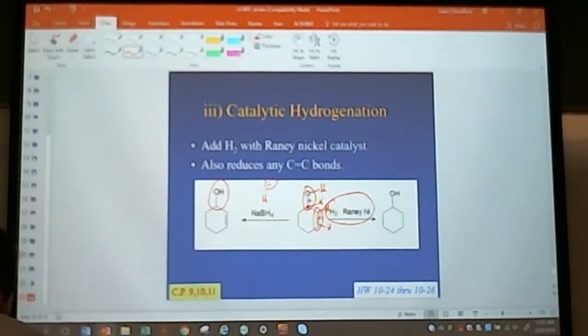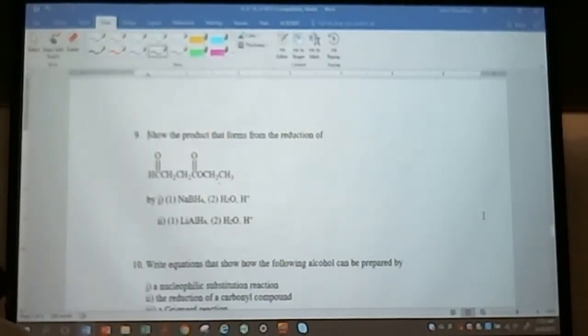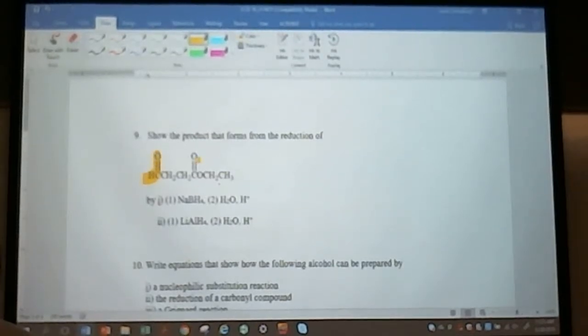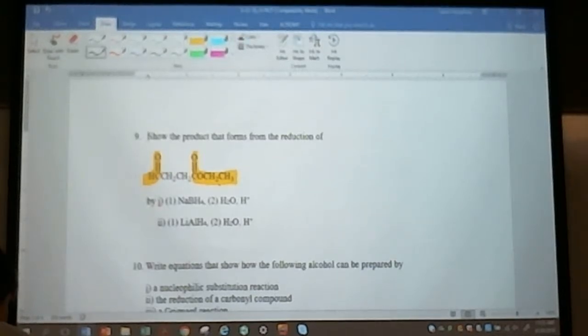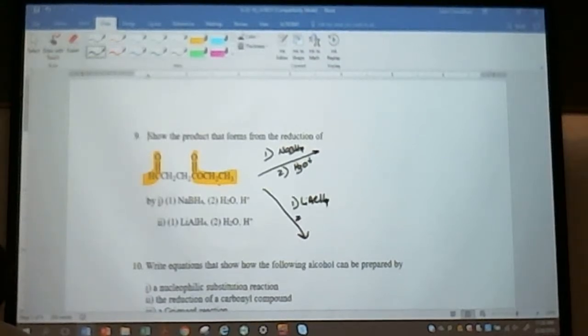All right, so let's work on some of these problems. So first of all, we have this molecule with an aldehyde on this side and an ester on this side. I want to know what is going to be my product first when you're putting sodium borohydride followed by quenching. And second, when you put this same molecule but now with lithium aluminum hydride followed by quenching, show me what the products are.